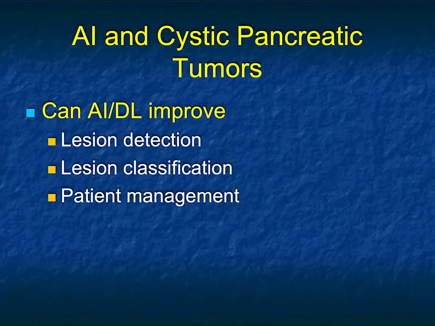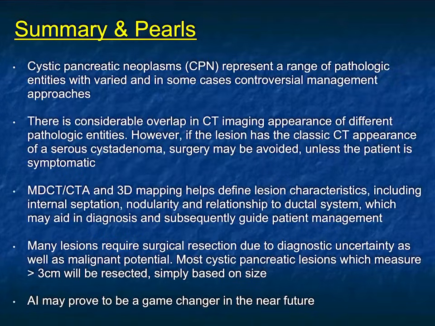Now, the future. We started off mentioning we need to classify lesions better. AI, we're working on that. AI and deep learning are going to improve detection, they're going to improve classification, and they're going to help with patient management. So I'm very, very excited about that. So concluding then, cystic pancreatic neoplasms, there's a range of possibilities from malignancies like MCNs to benign lesions like serous adenomas to lymphoepithelial cysts to MCNs.